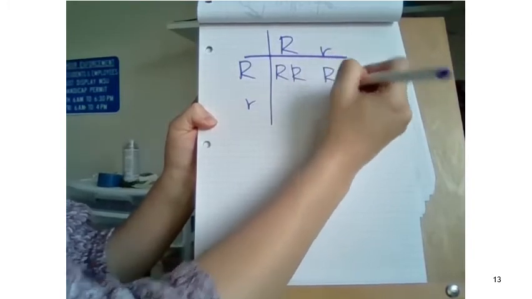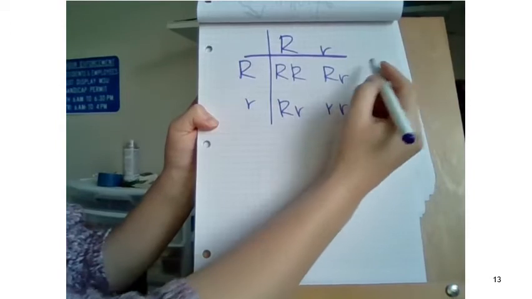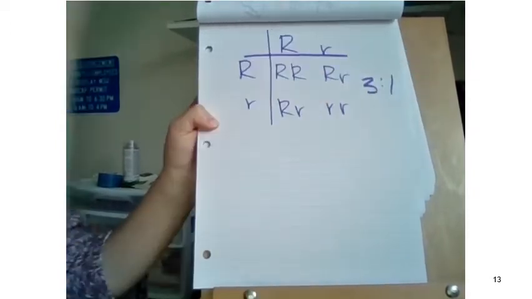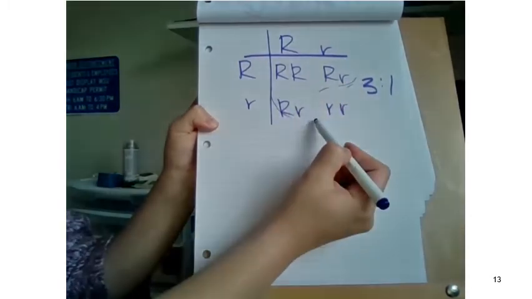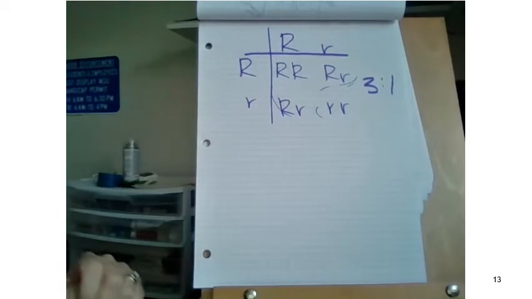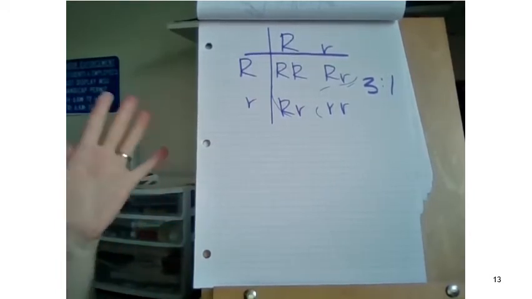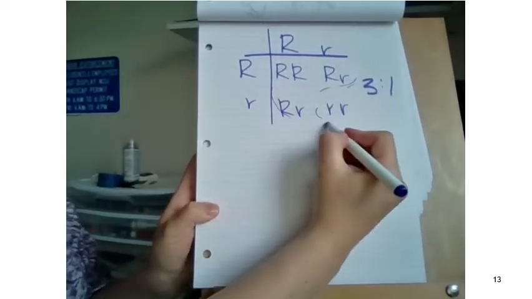So what you're going to see is what we're used to seeing, a 3-to-1 ratio. 75% of these are going to have red eyes, and one-quarter of them are going to have white eyes. Now, that makes sense, and that is what this scientist found as well with his flies. However, he found something really interesting.